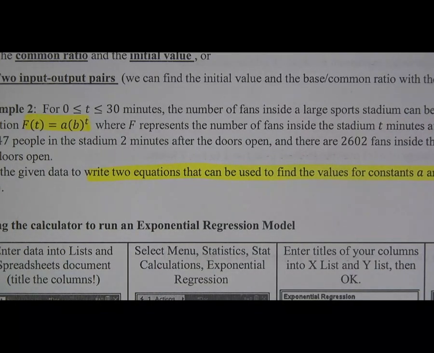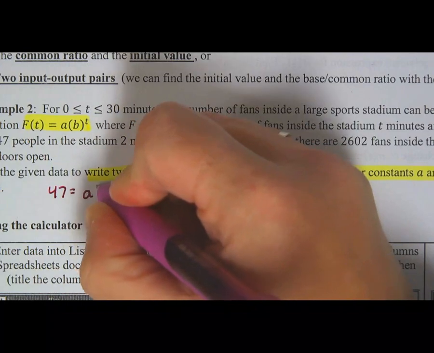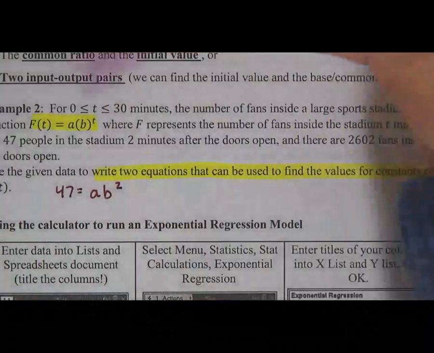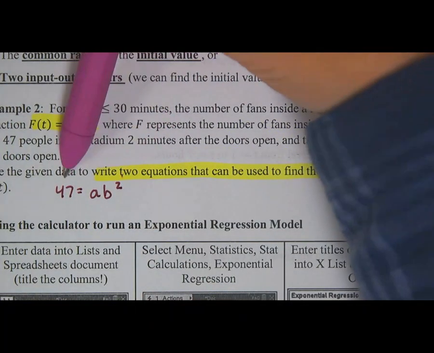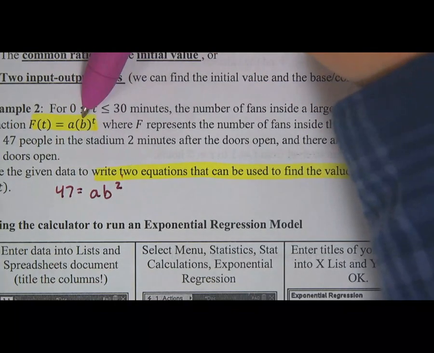So we know 2 things. 47 people are in the stadium 2 minutes after the doors open. So if you kind of think of this as a geometric pattern, the second term is 47. So look what you can do. That's one of the equations right there. 2 minutes after, when t is 2, the number of fans is 47.